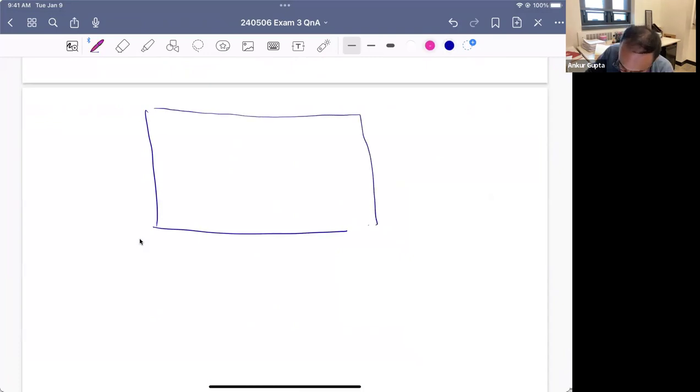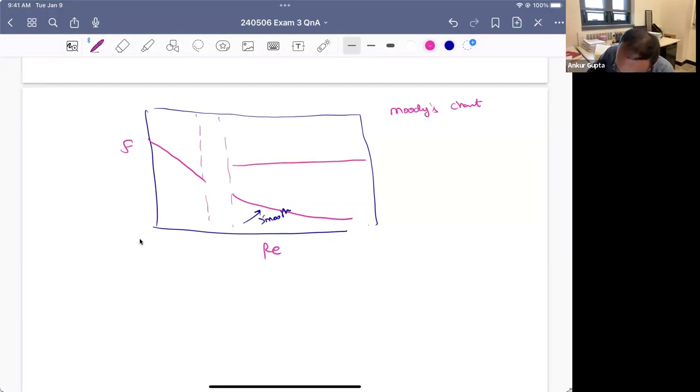So for the sake of tomorrow, what you want to focus on in the Moody's chart is 3 regimes. So you have friction factor, you have Reynolds number, then you have the smooth pipe here. And then the third regime you want to focus on is a very rough pipe. There is obviously everything in the middle, but let's not worry about that. I would say this is really the crucial part.